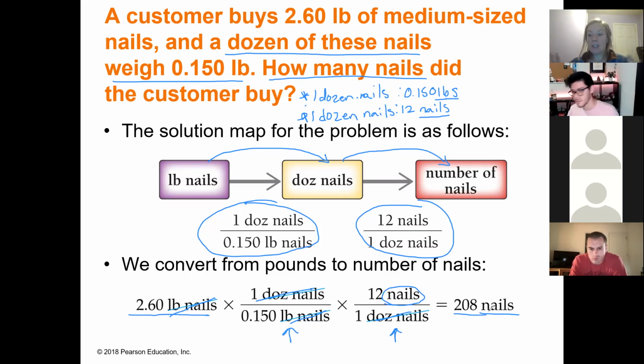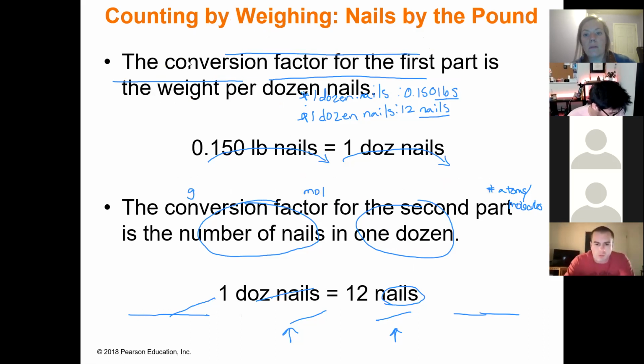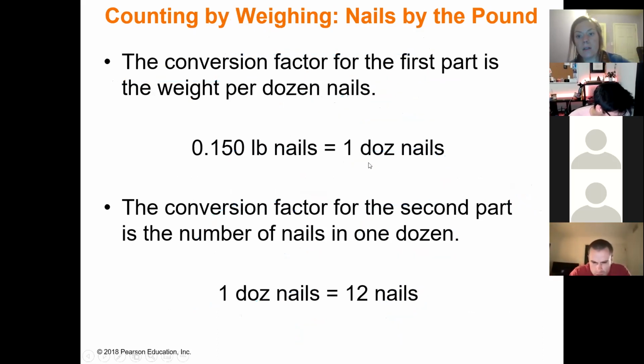We're pretty much going to be doing the same thing, except instead of pounds, we'll probably have something like a gram. Instead of dozen, we'll have something called a mole. And instead of number of nails, it's going to be number of atoms or molecules. And I'll get us a flow chart with those specific ones a little bit later. All right, so there's our 2 conversion factors.